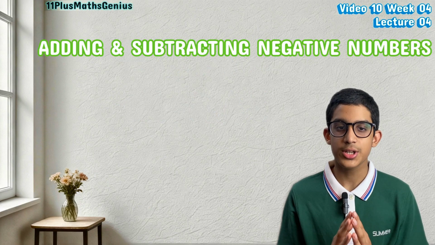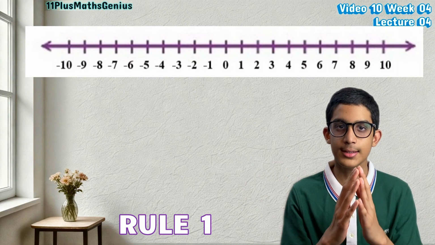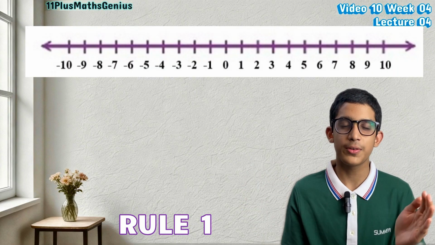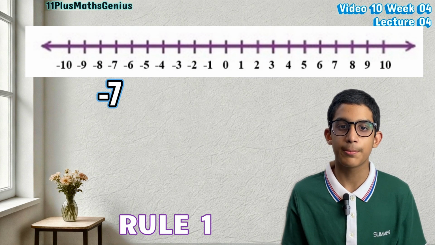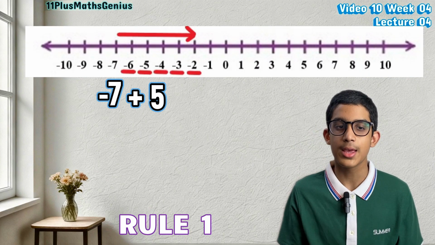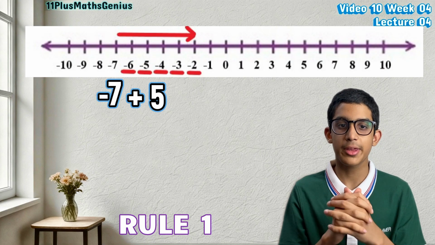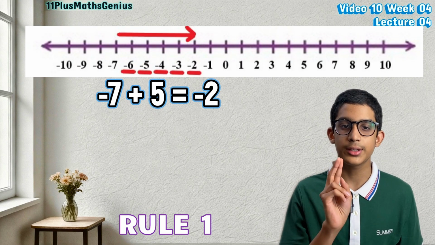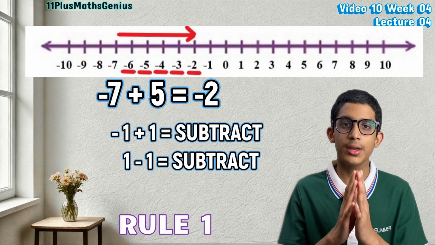Adding and subtracting negative numbers. Rule 1. When we add a positive number to a negative number, we get a number moving closer to 0. For example, -7 plus 5. We move 5 steps closer to 0. So we subtract 5 from -7. So -7 plus 5 equals -2. So the rule is negative plus positive or positive minus negative. We always subtract.